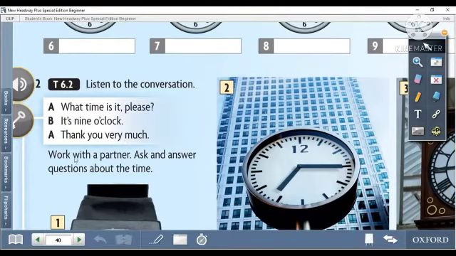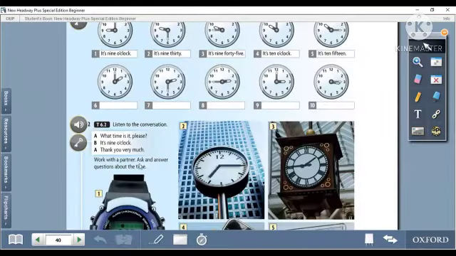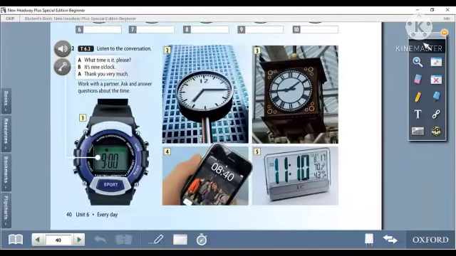Work with a partner. Ask and answer questions about the time. Look at number 1. Look at the watch here. There are two pronunciations for this word. We start reading from left to right. Here we have the hour and here we have the minutes.